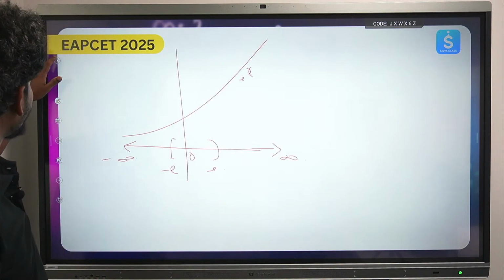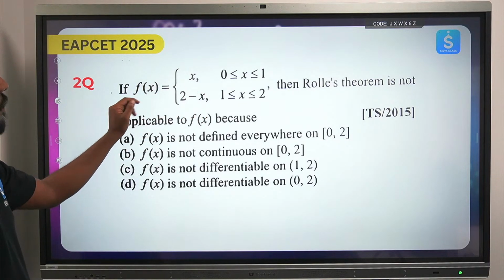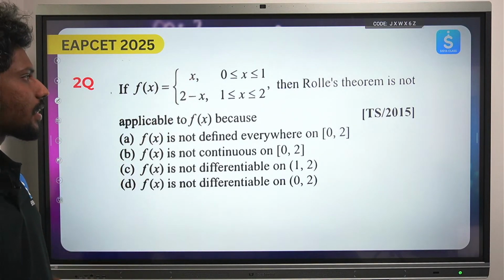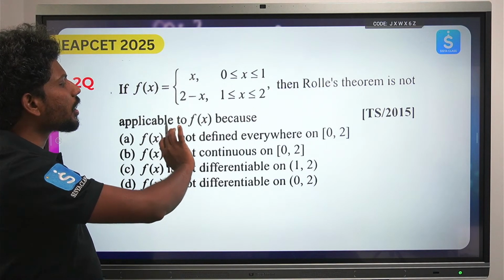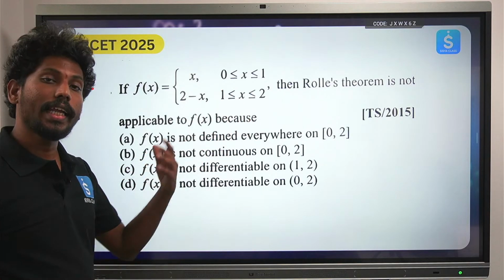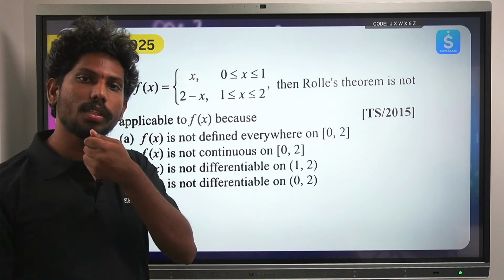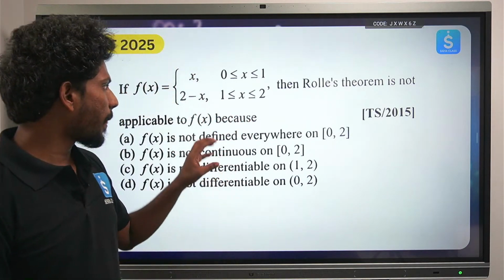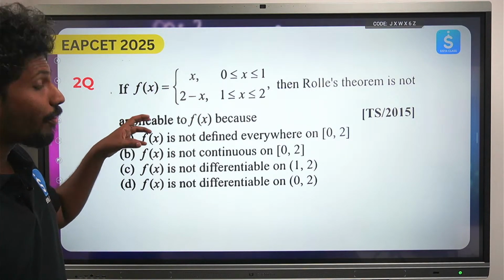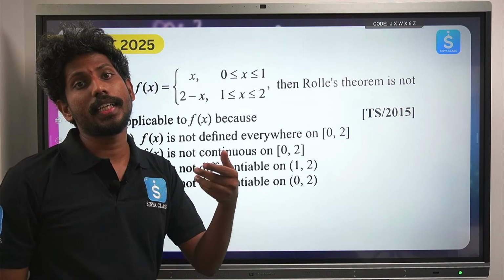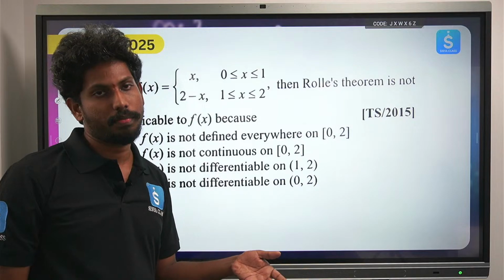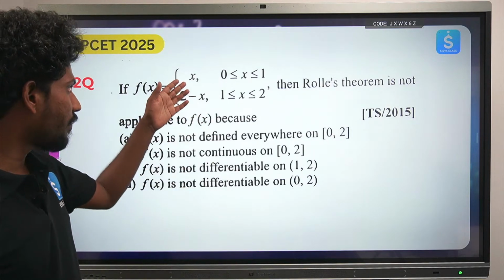Okay, see the next one. f of x equals x squared minus x. Then Rolle's theorem is not applicable to f of x. Here he is clearly saying that Rolle's theorem cannot be applied to this function at all. But for what reasons does Rolle's theorem fail to be applied for this function?